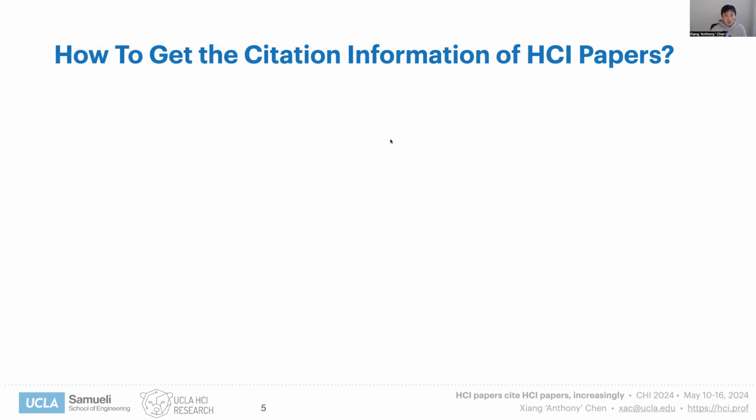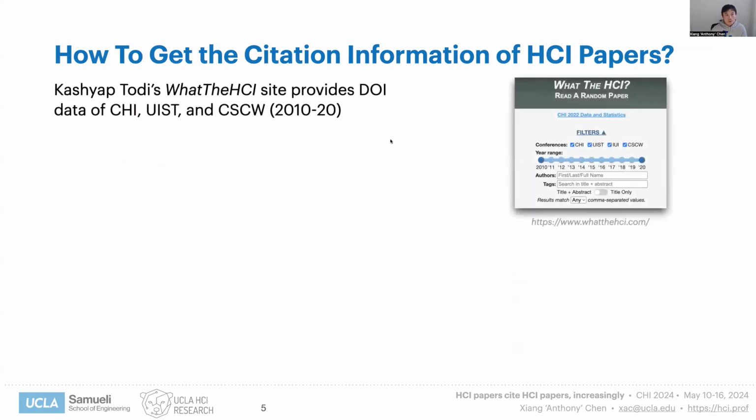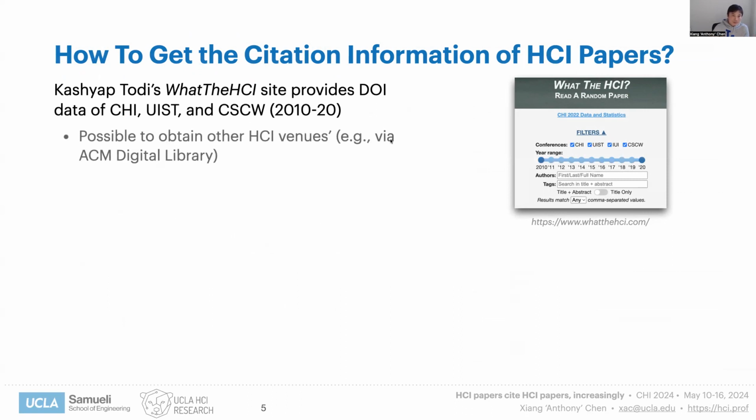Next, we have to think about how we can get citation information of HCI papers. We use Kashyap Todi's "What the HCI Cite" that provides DOI data of CHI, UIST, and CSCW between 2010 and 2020. Of course, it's entirely possible to use other means to obtain other HCI venues' publication data, such as crawling the ACM digital library.